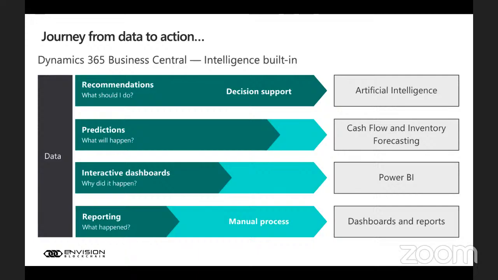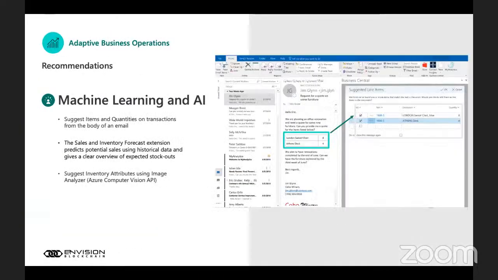You have interactive dashboards, which help you understand why did this happen, and that's part of the Power BI reporting. And then you also have reporting for what happened, like a manual process, and that's where the dashboards and the reports really come into play.